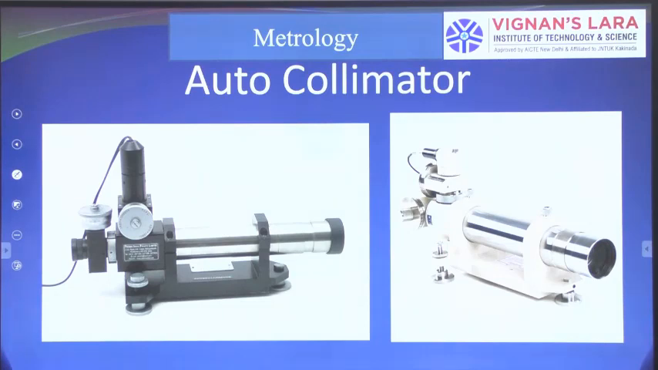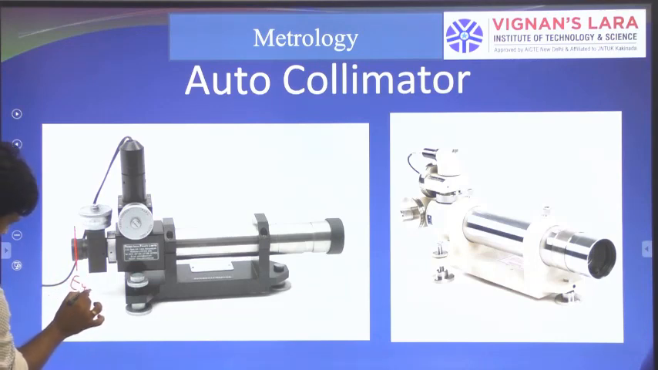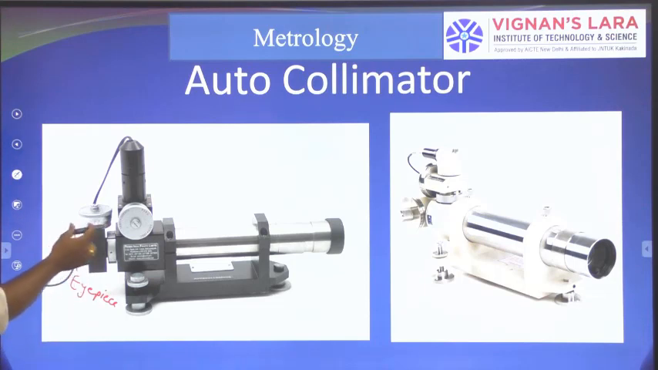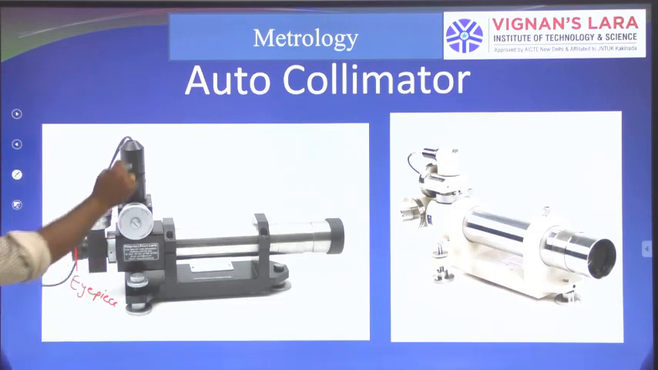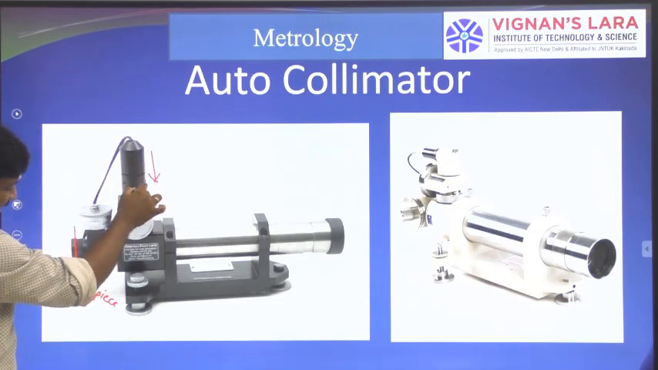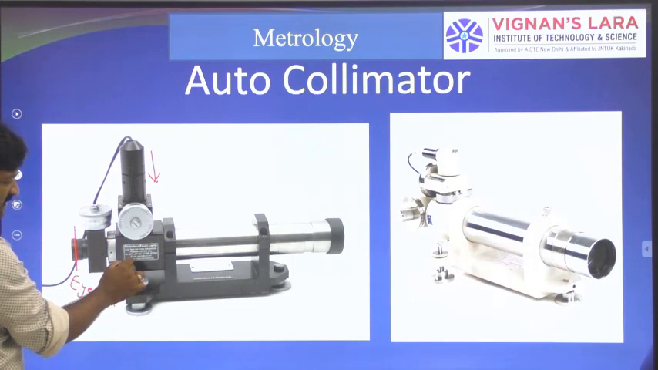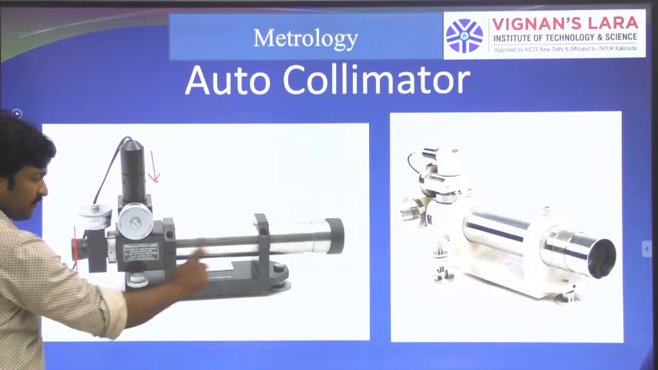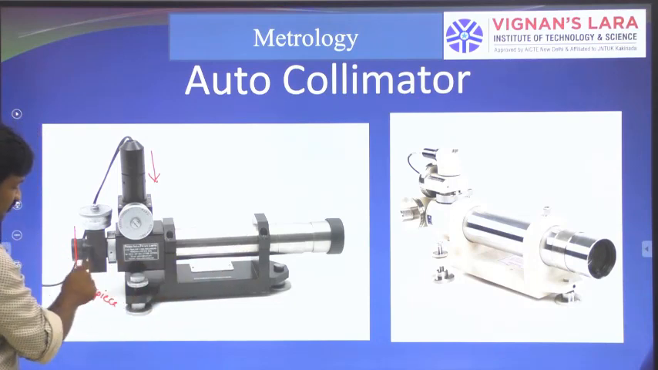So this is the schematic of the autocollimator. Here this is the eyepiece, by which we are going to see the reflected image. Here is the light source. By means of this light source, the light ray is emitted and falls on the beam splitter. From this beam splitter, the light rays are split, and one moves towards the collimating lens and one towards the eyepiece.